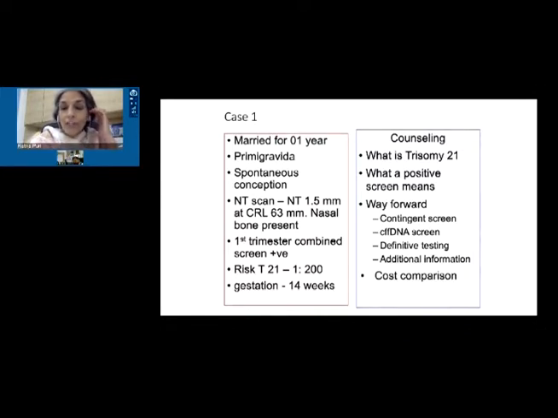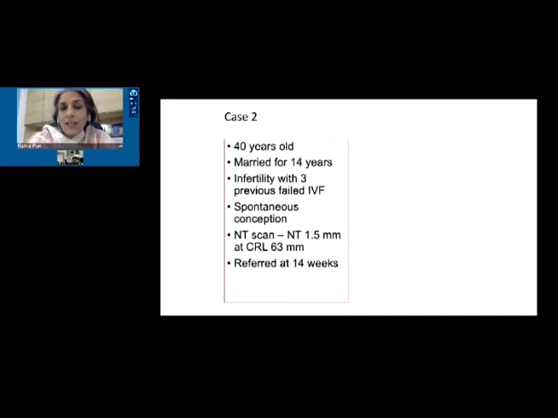And most importantly, you have to give the couple the cost comparisons. So this is a situation where you would talk to the couple and help them to decide as to what they want to do. Let us compare it to this situation where you have a 40 years old, married for 14 years, multiple IVFs, nothing happened, and then suddenly, many years beyond, she just has a spontaneous conception.